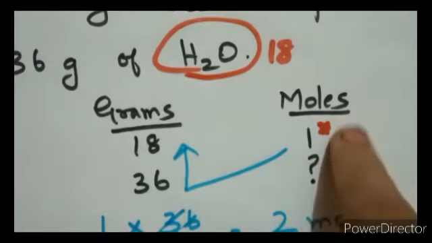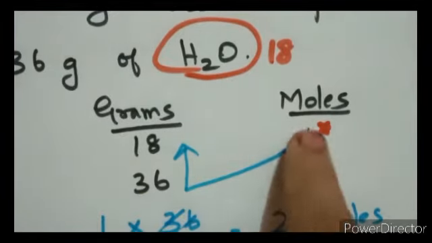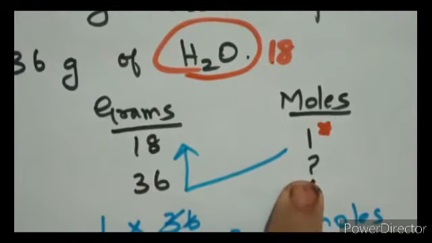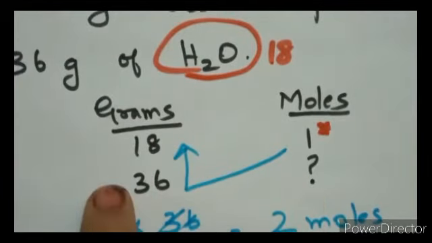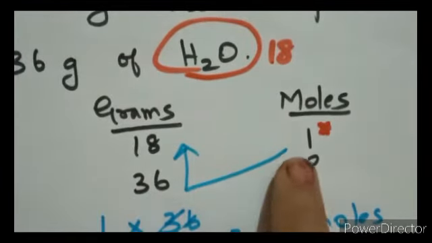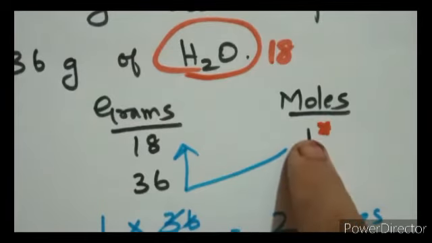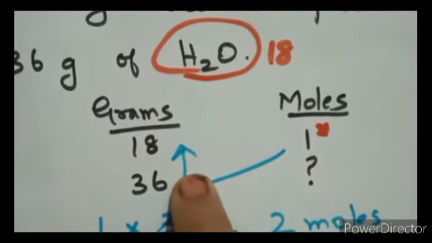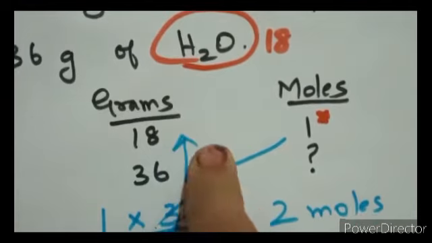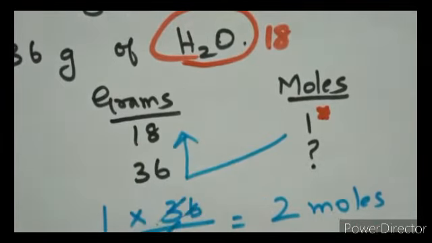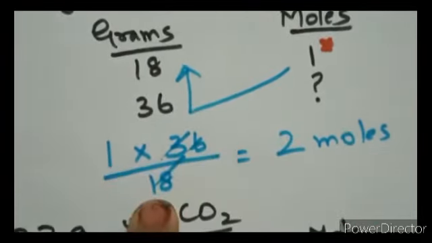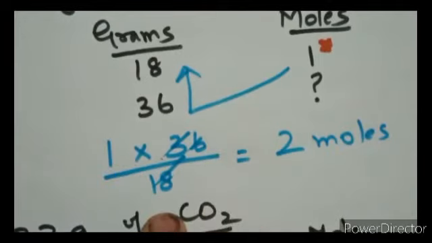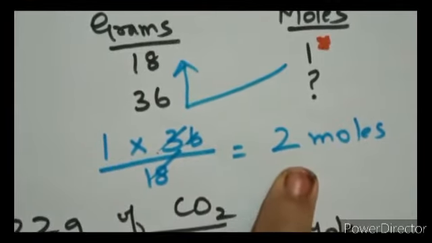When you have 4 quantities, you know 3. You are asked to find the fourth one, and there is a direct ratio between them. You can use this method. Start from the number near the question mark, go cross like this, and you have the arrowhead here. The arrowhead represents the number in the denominator. So 1 into 36 by 18, you get 2 moles.